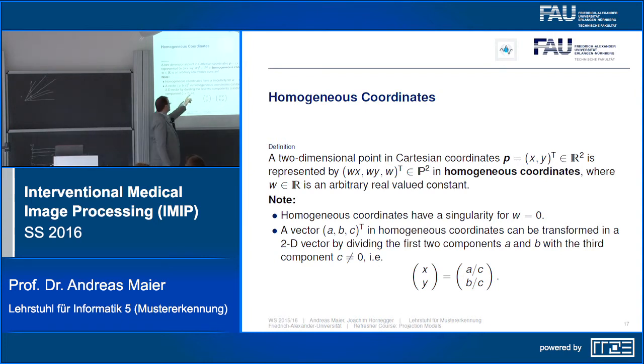You can easily figure out that if you have a point with W equals 0, you have a singularity. If you have a point that has a 0 in the last component, you will not be able to return to your original space, because you have to divide by 0 and you won't be able to find a point here. In general, W is an arbitrary real-valued constant. And if you have an arbitrary vector in homogeneous coordinates and you want to go to your Cartesian space, you divide over the last component and you're all good. And this is incredibly useful, as you will see, for our perspective projections.